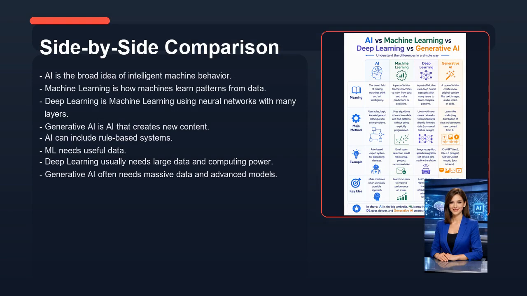Now let's look at a side-by-side comparison. AI is the broad idea of intelligent machine behavior. Machine learning is how machines learn patterns from data. Deep learning is machine learning using neural networks with many layers. Generative AI is AI that creates new content. AI can include rule-based systems. Machine learning needs useful data. Deep learning usually needs large data and computing power. Generative AI often needs massive data and advanced models.